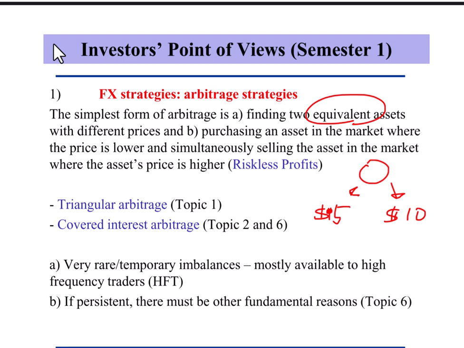You can buy this asset in this market and sell that right away in the other market. You can make $5 profit. You're making money without taking any risk by implementing this strategy. We're gonna take a look at so-called triangular arbitrage in topic 1. And then we're gonna talk about covered interest rate arbitrage in topic 2 and topic 6.